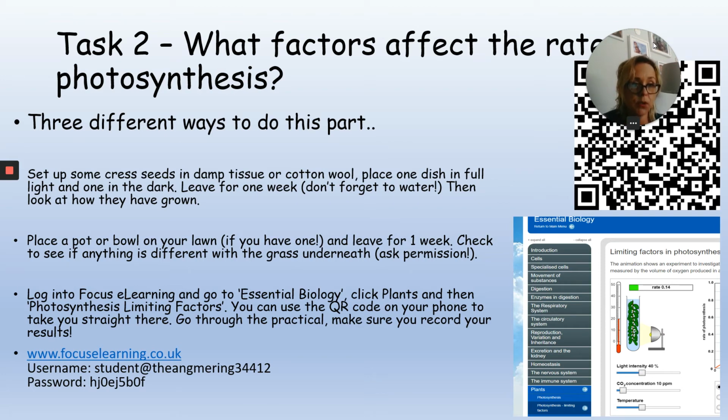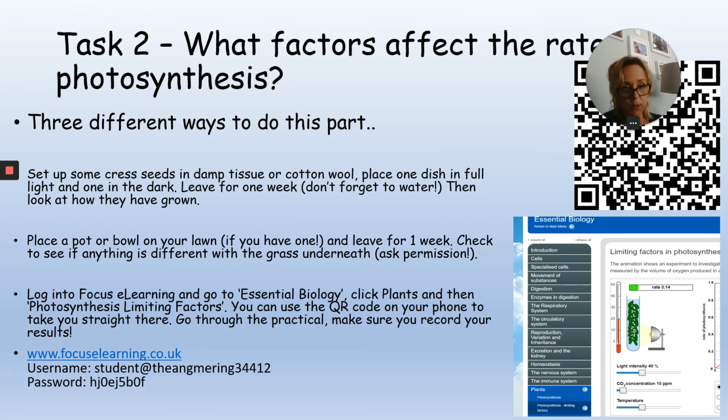You can also see the menu list in the bottom right hand corner. So if you go into Essential Biology, when you hit the home page, it's essentially all tiles, click on Essential Biology, the big grey menu will come up, click on Plants and then Limiting Factors, and that will take you through a practical where you can adjust some of the factors that limit the rate of photosynthesis and have a look at the results.